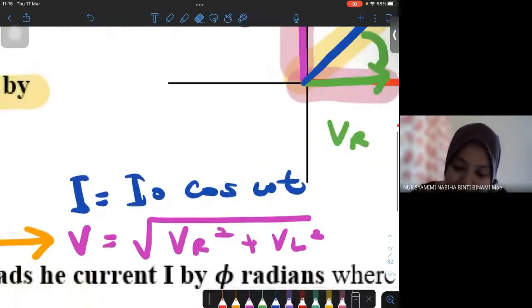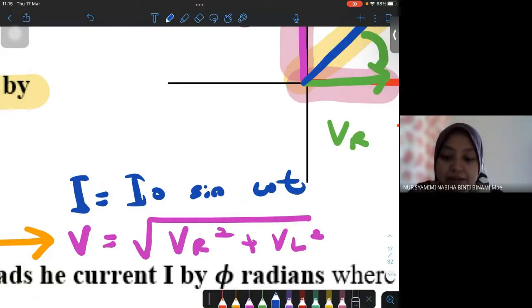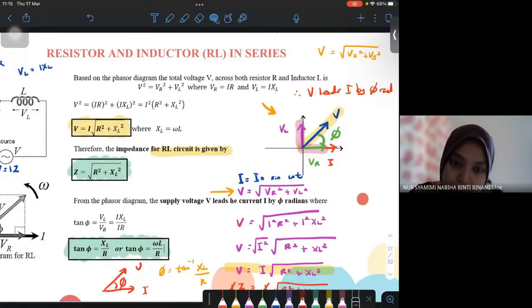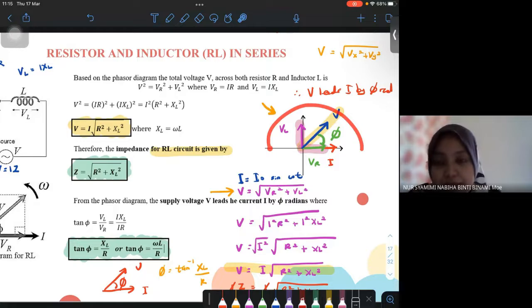Thank you Mas Linda. I sin omega T. Okay, for example kalau dia bagi I cos omega T pun tak salah. Tetapi kita punya phasor diagram ni, kalau this equation untuk I sin omega T, thank you for betulkan saya. Tapi kalau dia bagi I cos omega T pun tak salah. Cuma kita punya phasor diagram kita perlu pusing sahaja, sebab I cos akan berada di atas.